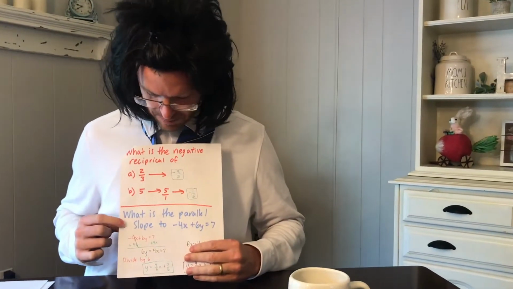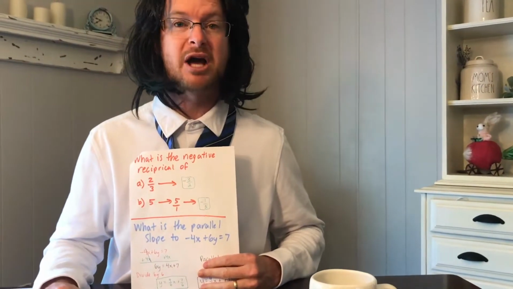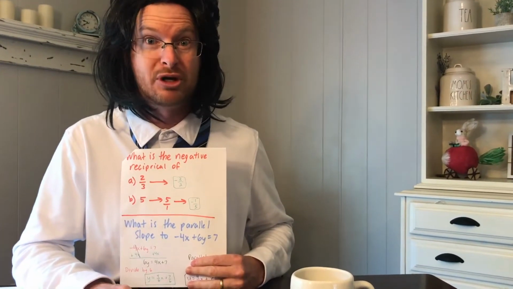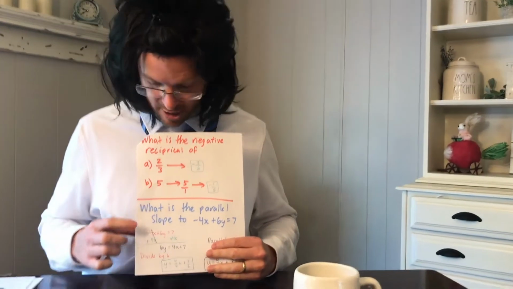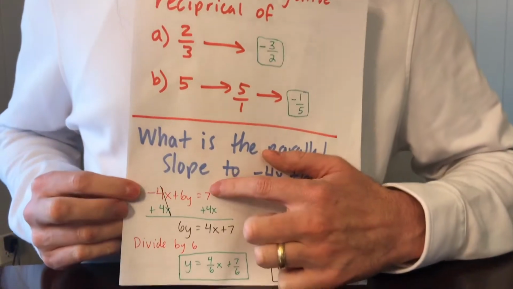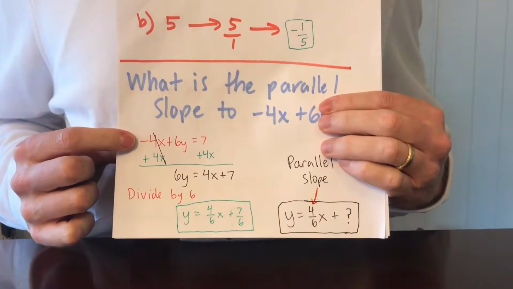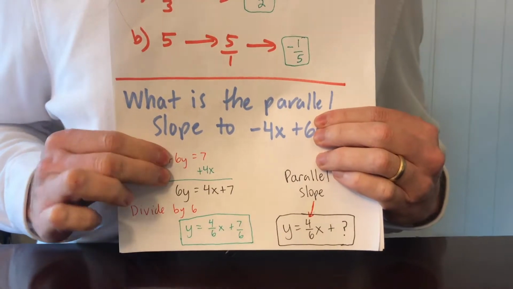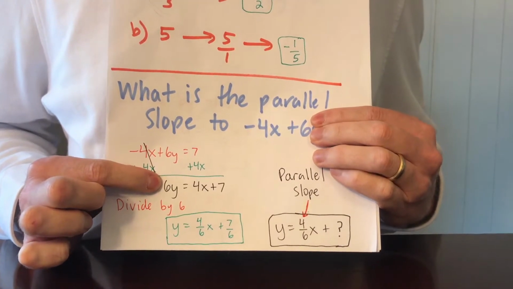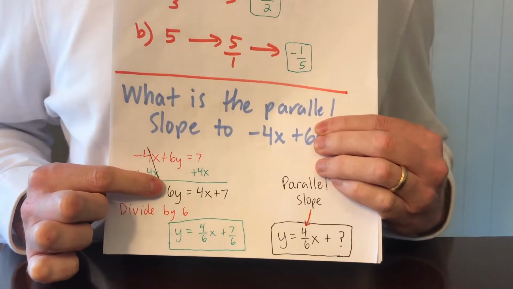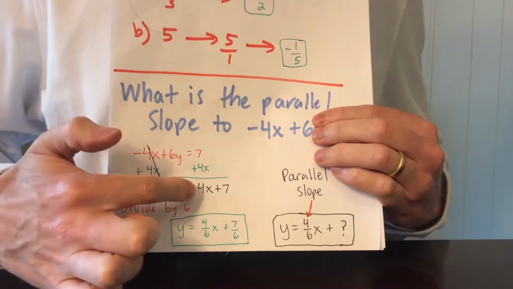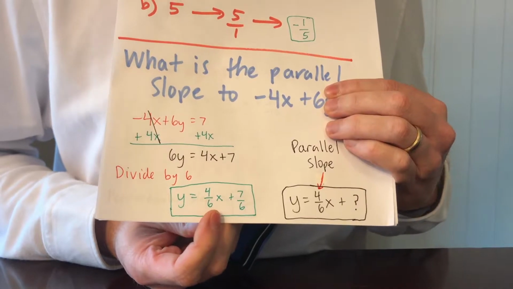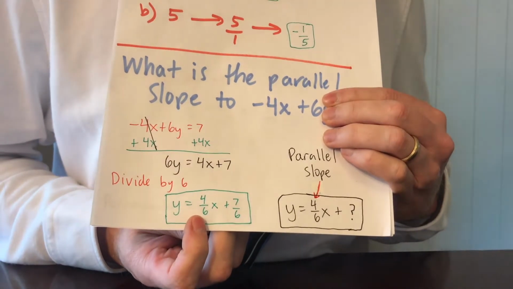And then what is the parallel slope to negative 4x plus 6y equals 7? Notice this is not in slope-intercept form, so we must put it there. If I start with that same equation here in red and add 4x to both sides, I cancel out my x's and end up with 6y equals 4x plus 7. If I divide by 6 on both sides, I end up with this equation here in green. Notice that my slope would be 4/6.